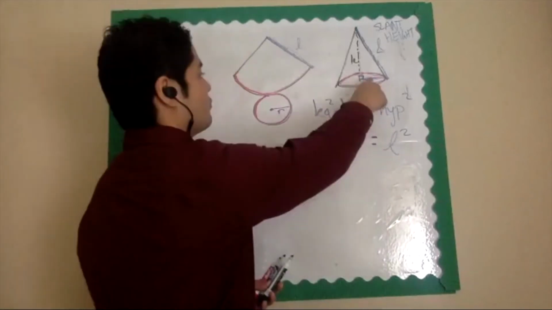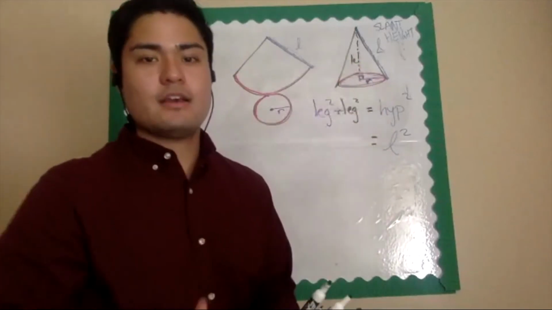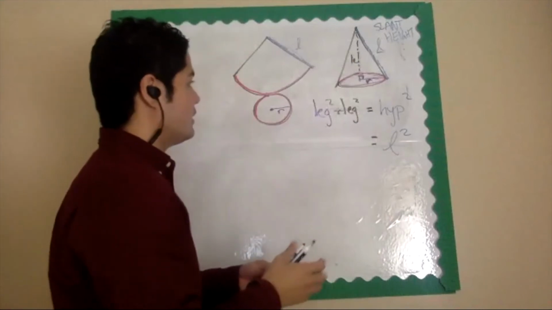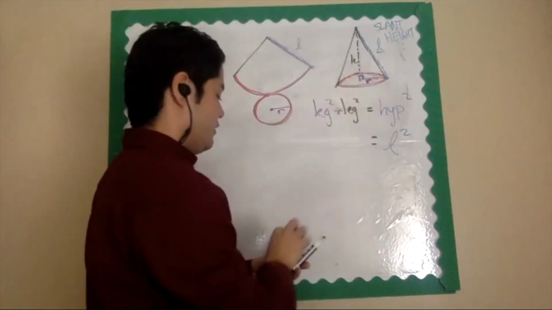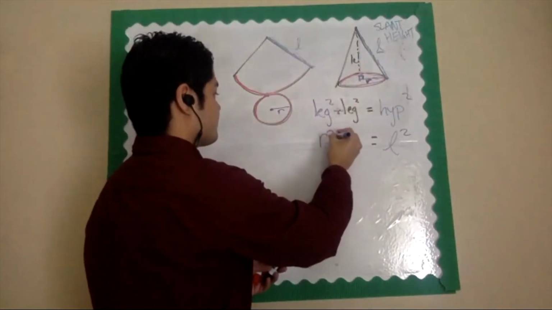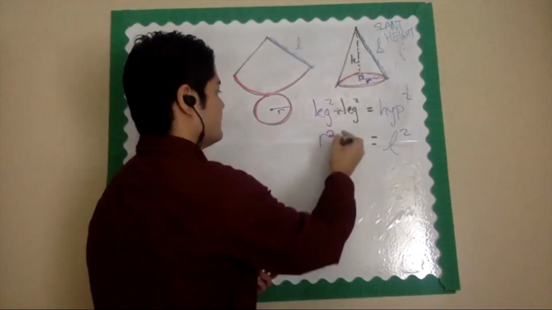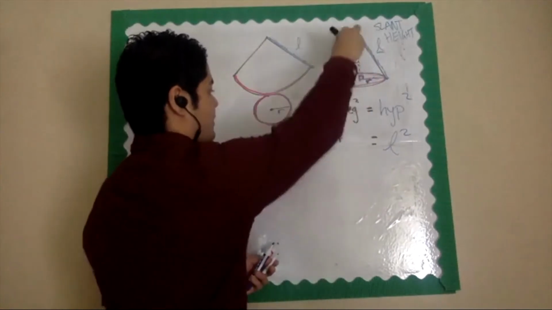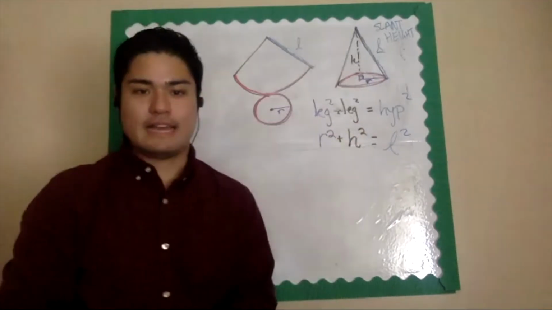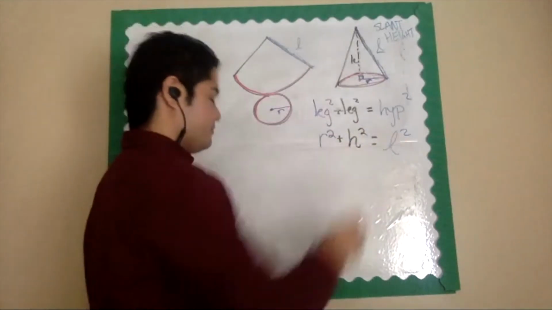So the other two, the radius and the height, are the other legs of our right triangle. So leg 1 would be the radius. So the radius squared plus the other leg squared, the height squared, equals slant height squared, or L squared.